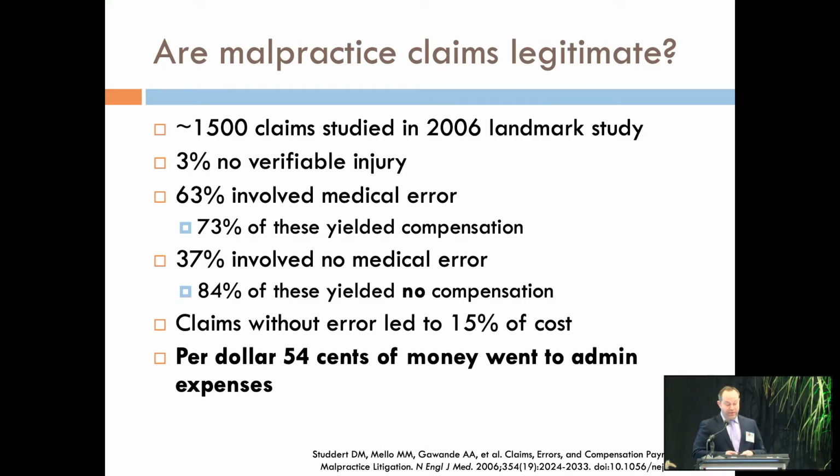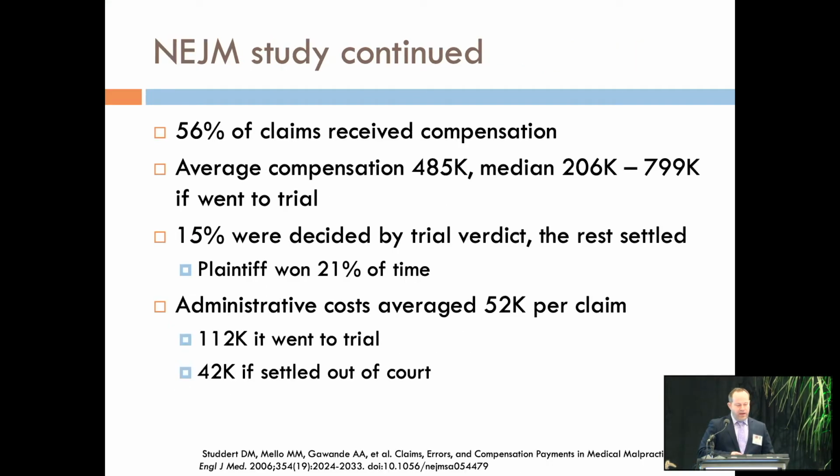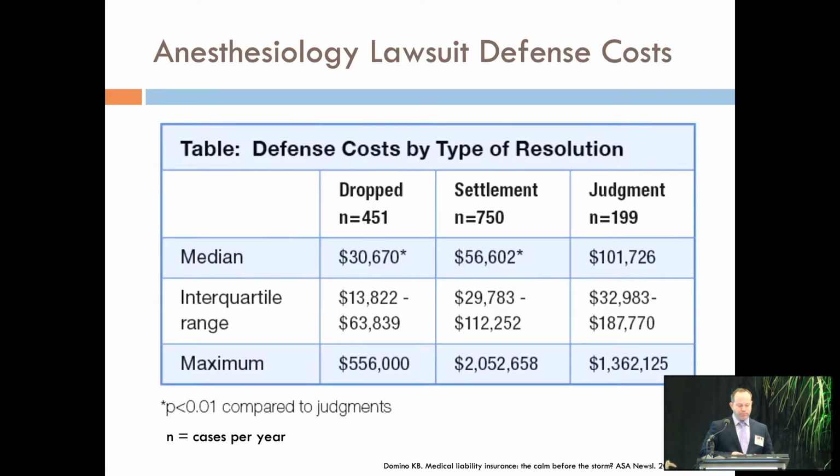They also found, very importantly, that a huge amount of the money spent went to administrative expenses, 54%. So I'm going to skip this slide, but the key point is that most of the things were settled, and when it did go to trial, it was the defendant that won about 80% of the time, the defendant being us.